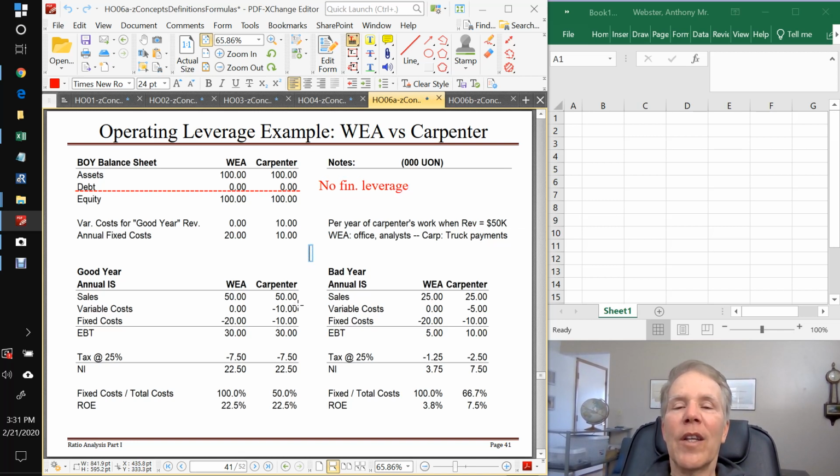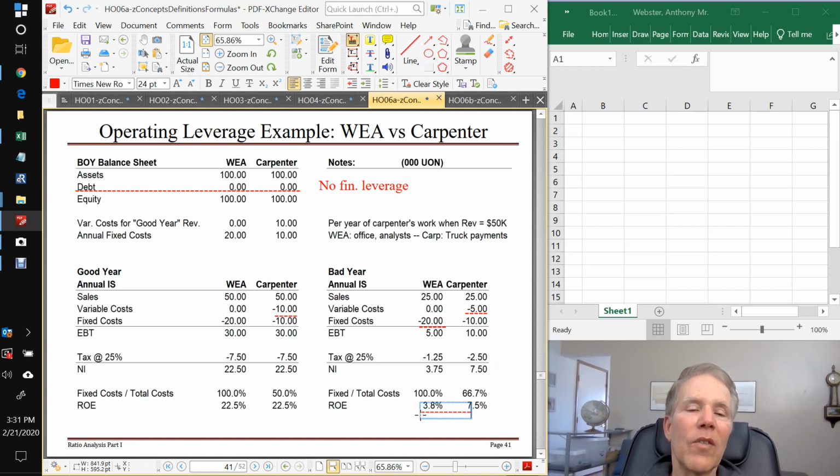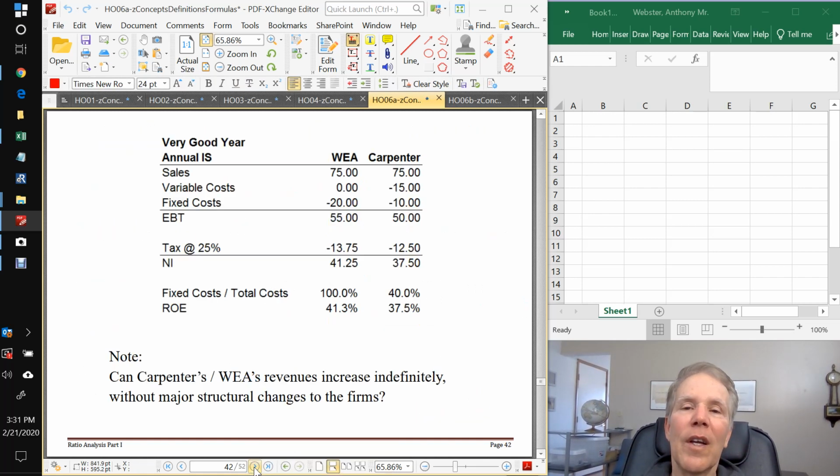And we saw how in a good year, even though the Carpenter has a bunch of variable costs and West End does not, their net income was identical. But in a bad year, the Carpenter's variable costs get reduced, and West End has nothing but fixed costs, so our costs are not reduced at all. Okay, and you'll see she does much better than us in a bad year. She has basically double the ROE that we have.